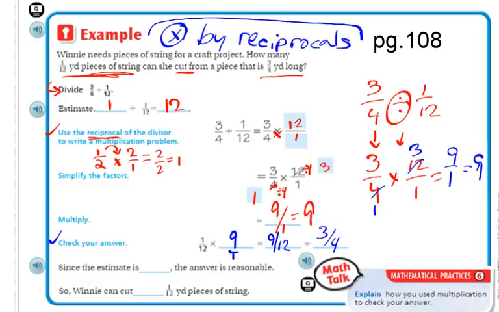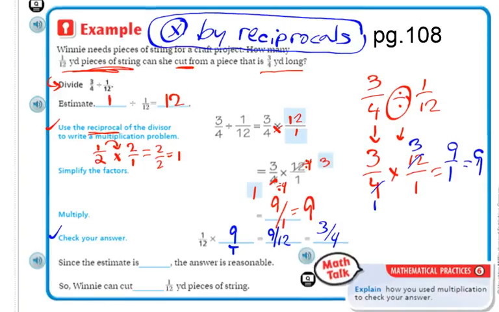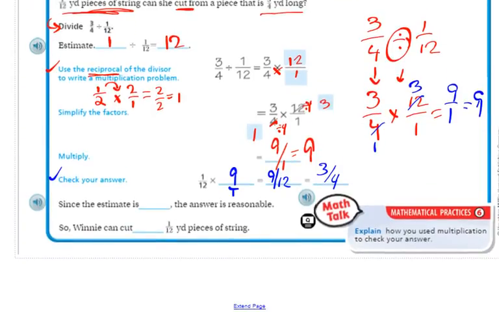I would include that in my summary. And keep, change, flip. Great little tool to remember that process here. So cleaning things up, since the estimate is 12, the answer is reasonable. So Winnie can cut 9 1/12 yard pieces of string.